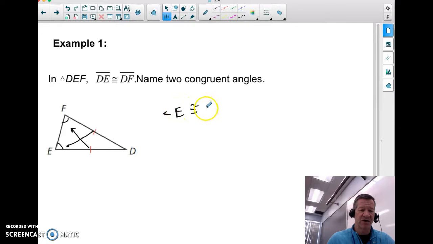It's okay to use 1 point because there's no confusion about which angle on here is E and which one is F. So you don't have to use 3 points. And there we go for example 1.